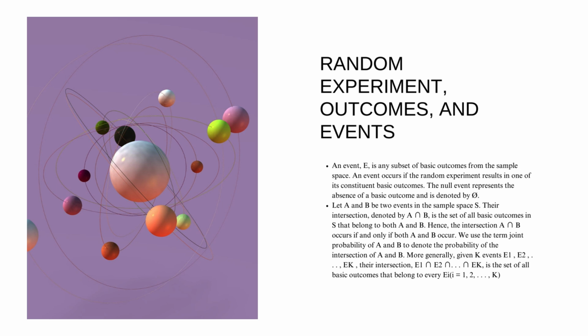It is possible that the intersection of two events is the empty set. If the events A and B have no common basic outcomes, they are called mutually exclusive, and their intersection, A intersection B, is said to be the empty set, indicating that A intersection B has no members.